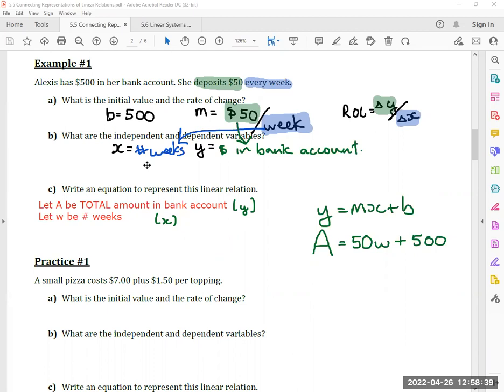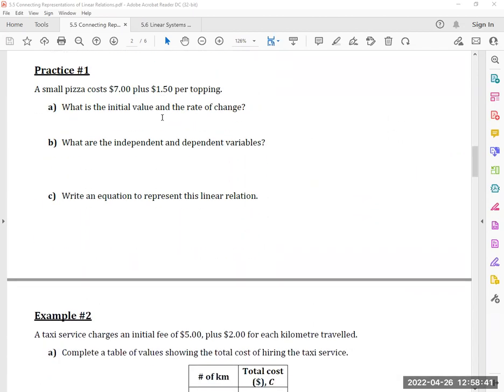Let's do another example. All right, everyone, I'm going to challenge you. I'll give you a minute. Read this story. Can you identify how much you start with? What my change is? What the x value is, and what the y value is? And if you want some help, if you can identify the rate of change correctly, the numerator and the denominator will tell you what independent and dependent is. Okay?